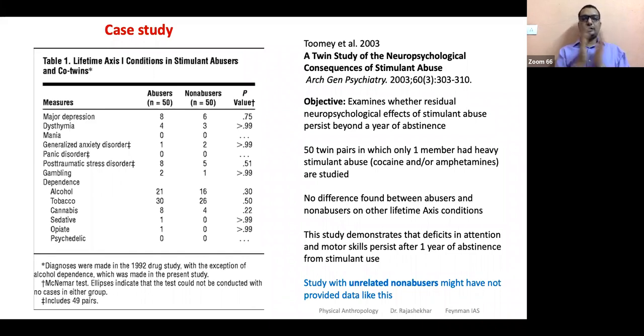Let's see what the study is. Focus on this, it is an idea that I'm going to tell you here. This is from a research paper in 2003. The study is called a twin study of the neuropsychological consequences of stimulant abuse. What is the study about? There are people who actually started taking drugs. This twin study focuses on those people who take drugs but then stop taking them. After a year, they are studying these people for any neuropsychological problems. They're checking if these people have any neuropsychological problems after one year of leaving the consumption of drugs. Did you understand the question here? Make a note of that. It's very important, otherwise it may confuse you a bit.